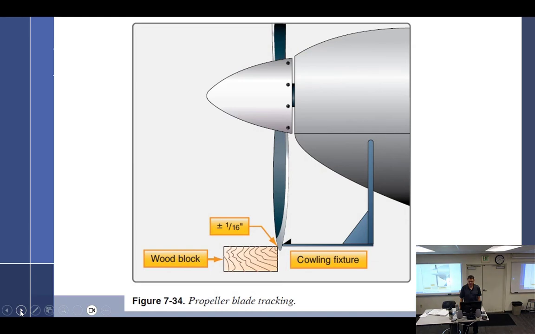We talked about prop tracking. What's one of the hardest things to do with prop tracking like this, with a wood block or something? Well, for starters, the airplane's on wheels and it moves. So you've got rubber tires with air pressure, you have struts, and you can't move this thing more than a 1/16 of an inch.